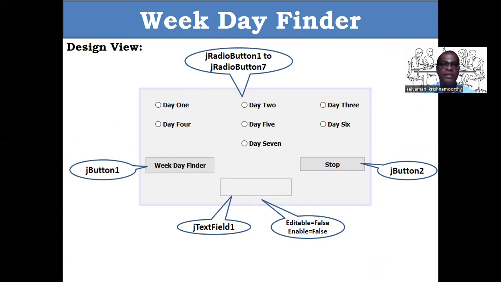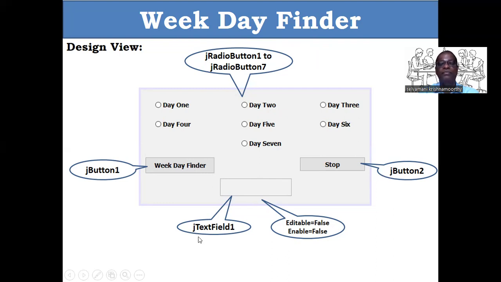See, this is the design view. We have one form. That form has 7 radio buttons: day 1, day 2, day 3, day 4, day 5, day 6, day 7. You know very well, day 1 means Monday, day 2 means Tuesday, day 7 means Sunday. Am I right? Like this. Two buttons: weekday finder is one JButton, and stop is another JButton.